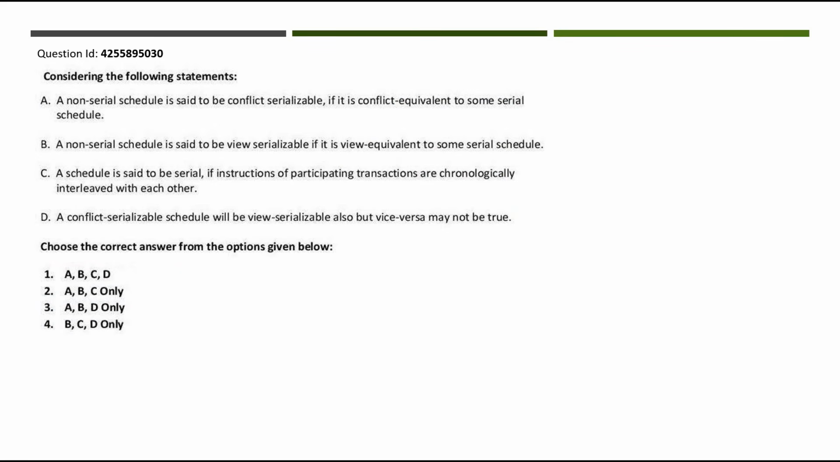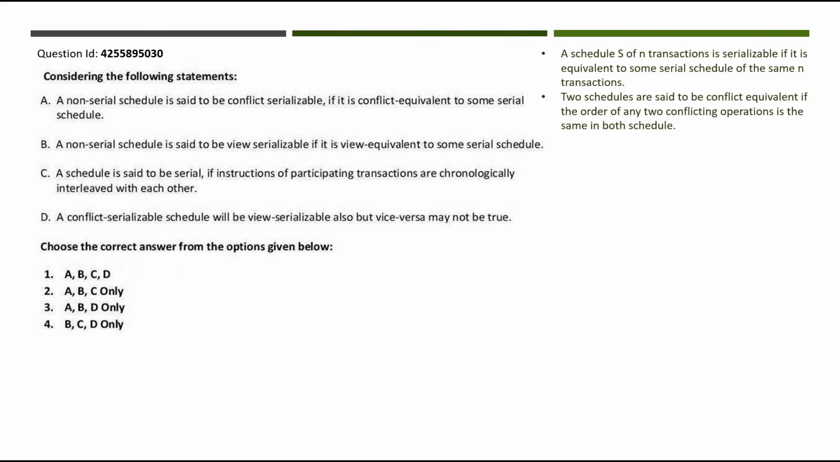Next question. Consider the following statements. A schedule of n transaction is serializable if it is equivalent to some serial schedule of the same n transactions. Two schedules are said to be conflict equivalent if the order of any two conflicting operations is the same in both schedule. Now we will get into the statements. A non-serial schedule is said to be conflict serializable if it is conflict equivalent to some serial schedule. This is actually right statement only. This is just given in the DBMS reference book.